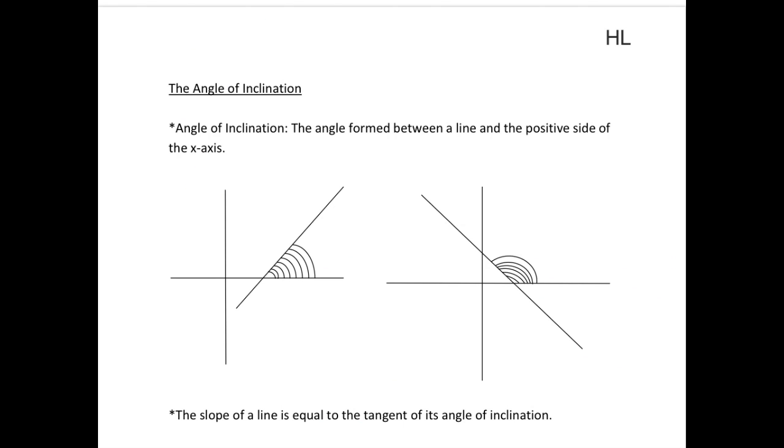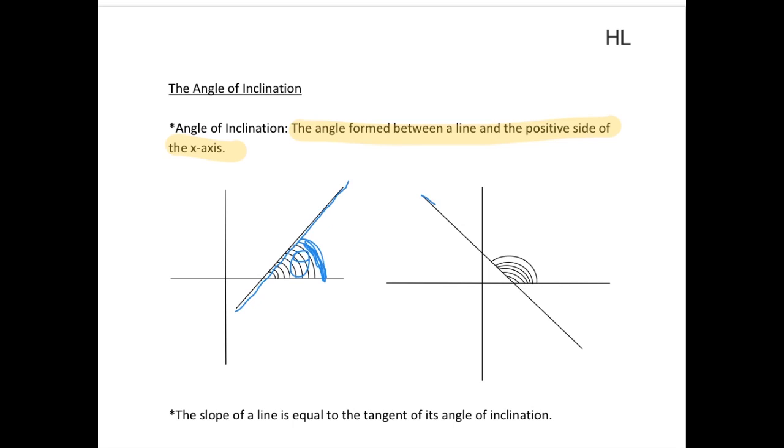In this video we're going to talk a little bit about finding the angle between two lines, but in order to do this, first we need to talk a little bit about what the angle of inclination is. So the angle of inclination is the angle between any line and the positive side of the x-axis. So you can see in these diagrams below that in the case of this line here, the angle of inclination is this angle here. This angle, call it theta.